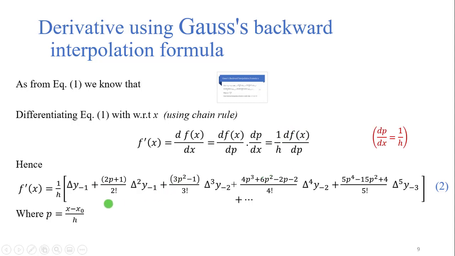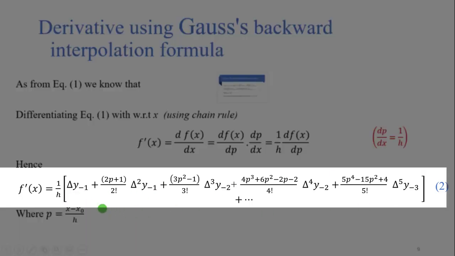After finding the derivative of the function and substituting here, we will get the expression given in equation 2, that is, f prime at x equals 1 by h times del y minus 1 plus (2p plus 1) divided by 2 factorial del square y minus 1 plus (3p square minus 1) divided by 3 factorial del cube y minus 1 plus (4p cube plus 6p square minus 2p minus 2) divided by 4 factorial del 4 y minus 2, and so on.